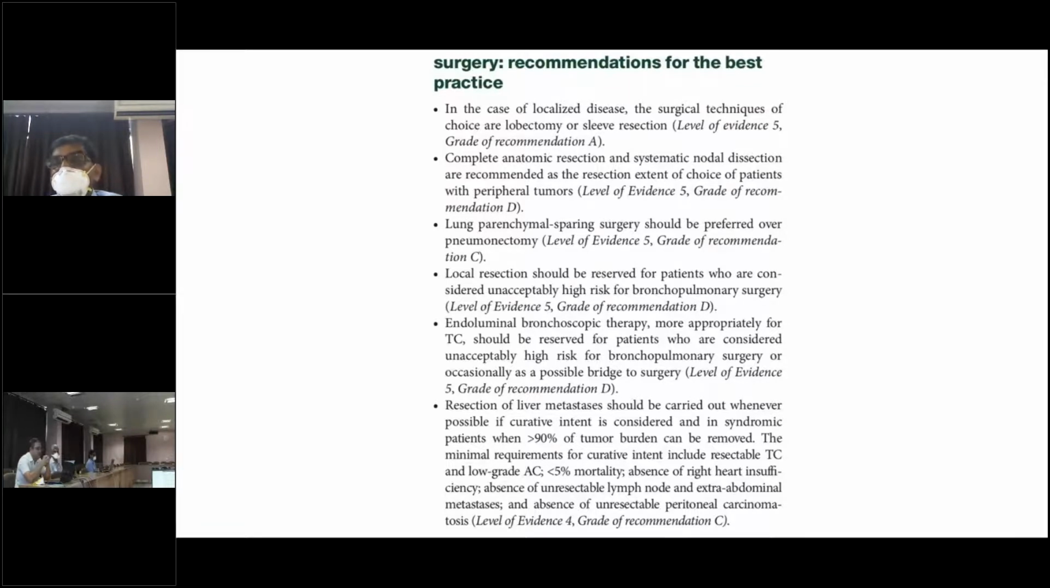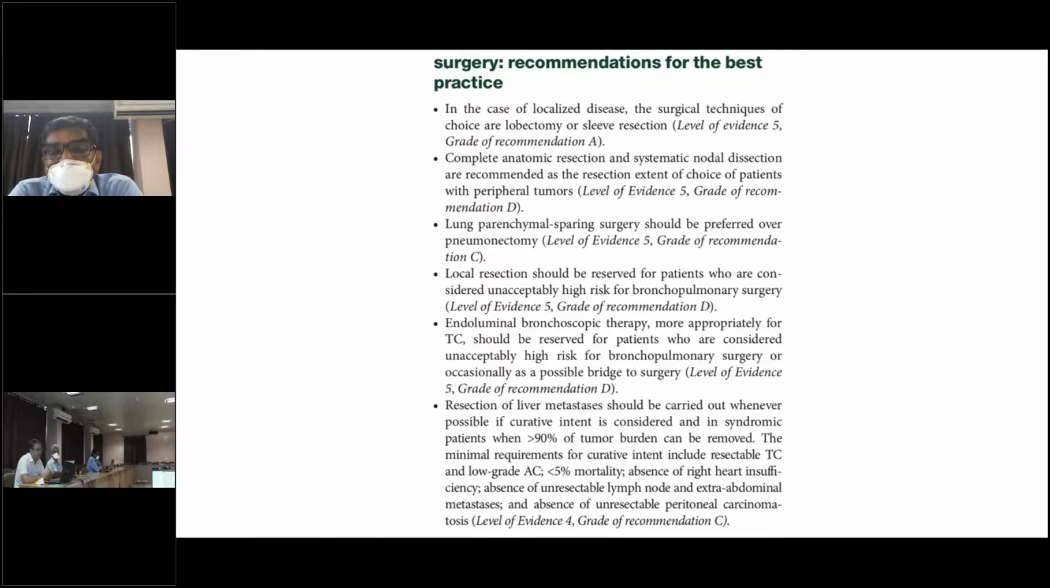So for localized resection in these cases, we should go for lobectomy or segmentectomy whenever it is a peripheral carcinoid. And if it is a central carcinoid, meaning it is arising from the bronchus, then you can't take the whole bronchus out, because then we have to remove the whole lung. So if it is located in some segment of the bronchus or the lobe, lobectomy can be offered or a segmentectomy can be offered.